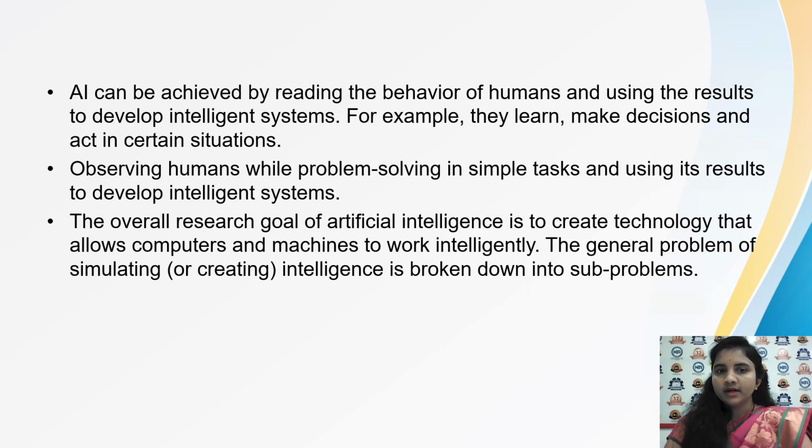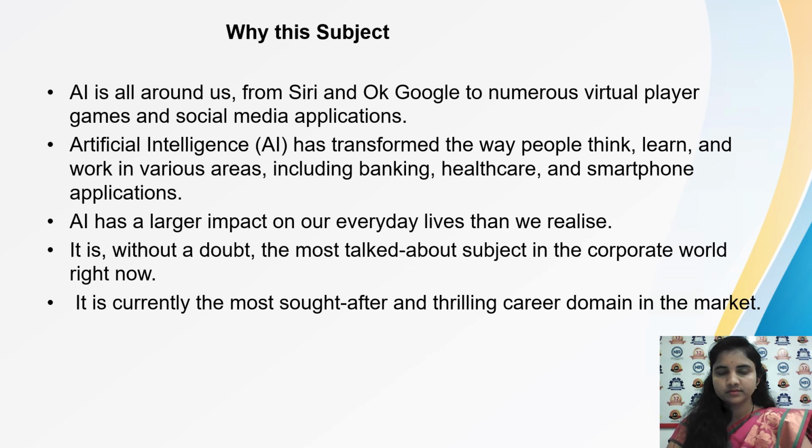Next, AI can be achieved by studying the behavior of humans and using the results to develop the intelligent system. For example, they learn, make decisions, and act in certain situations. Observing humans while problem solving is a simple task, and using its result to develop an intelligent system. The overall research goal of artificial intelligence is to create technology that allows computers and machines to work intelligently. The general problem of simulating or creating intelligence is broken down into subproblems.